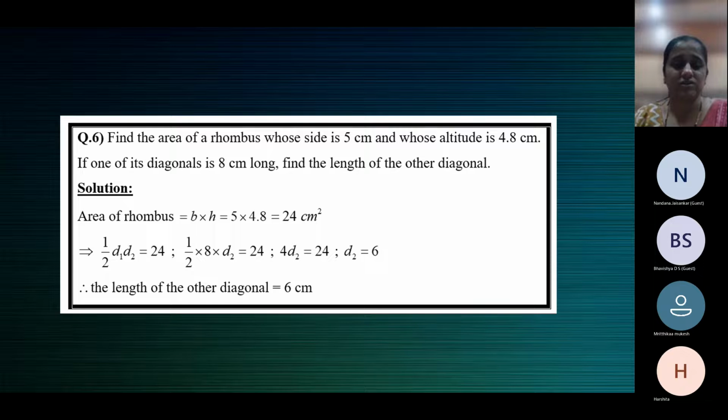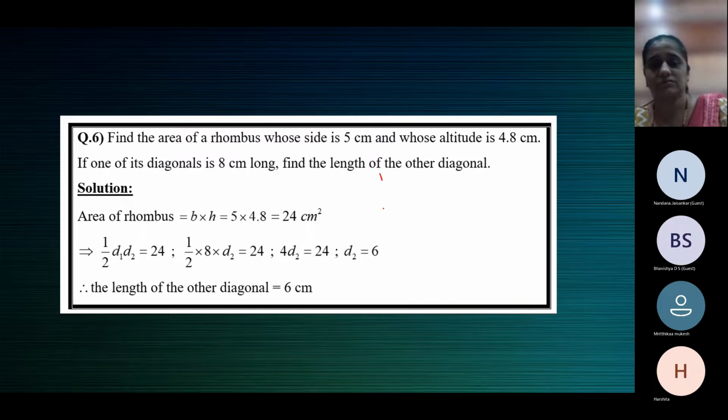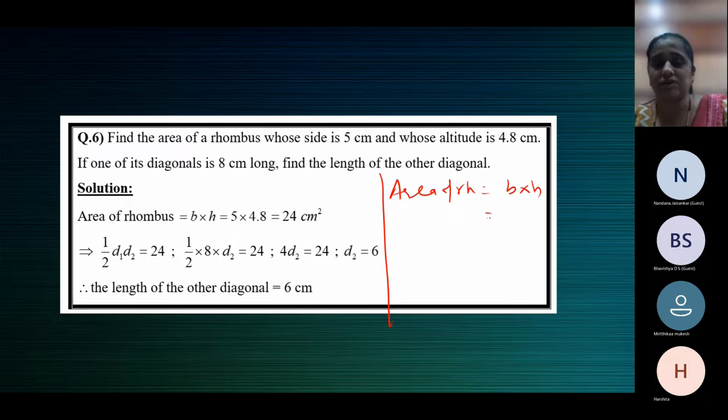Write it one below the other, children. Don't write it sideways like this. Please write like this: area of rhombus is equal to base into height, and right below, is equal to 5 into 4.8, is equal to 24 centimeters square. Write it like this.